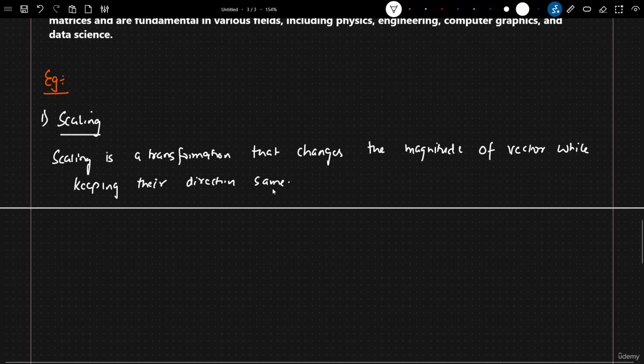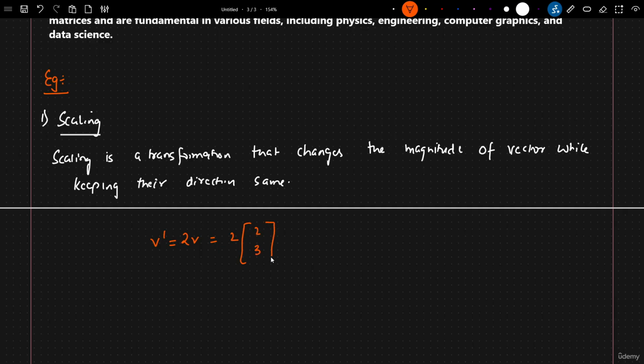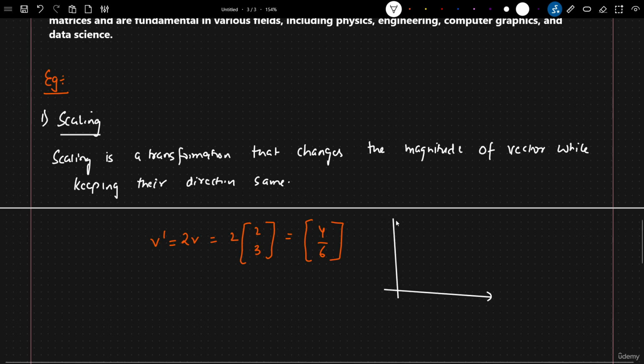Scaling is a very important, easy concept. Let's say that I have a vector v, and for this vector I want to apply a mapping function where I scale the vector by 2. So let's consider that my vector v is 2, 3. If I scale it, I get the value 4, 6. Now if you just imagine what has happened: initially I had a vector 2, 3, which means 2 is over here, 3 is over here, and I get this.